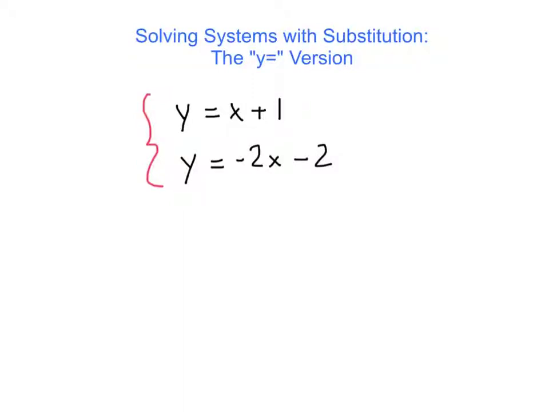So I want to review with you solving systems of equations with substitution, and we call this the y equals version because both of the equations start with y equals. And what we said when that happens is that we're just going to set the two right-hand sides equal to each other, right? If this thing is what y equals, x plus 1, then we'll just put it in place here and make the top thing, y plus 1, equal the bottom thing, negative 2x minus 2. And from here we go ahead and solve, which I'll continue on the next screen.